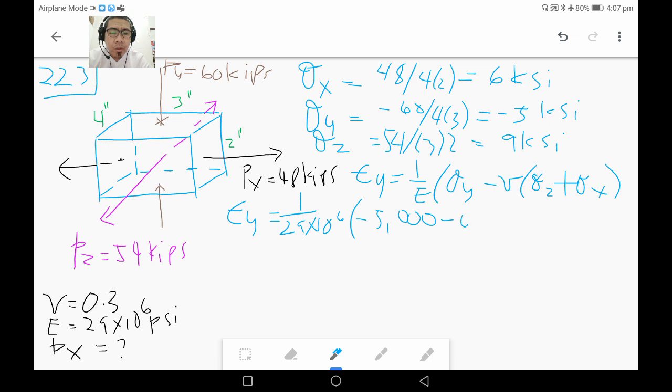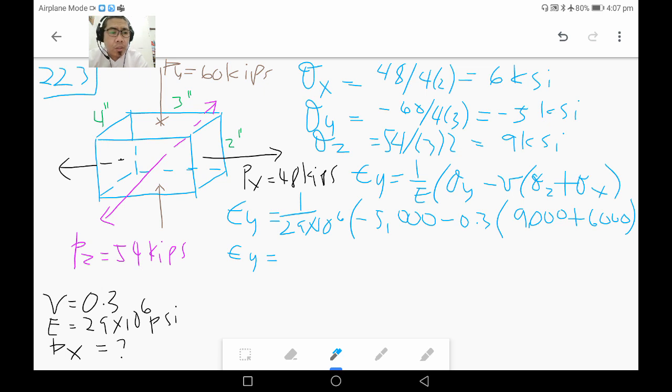minus 0.3. Poisson's ratio is 0.3. And the stress in Z is 9. And the stress in X is 6,000. So this is 9. This is 9,000, plus 6,000. Okay. So, ngayon, makukuha natin yung strain sa Y.